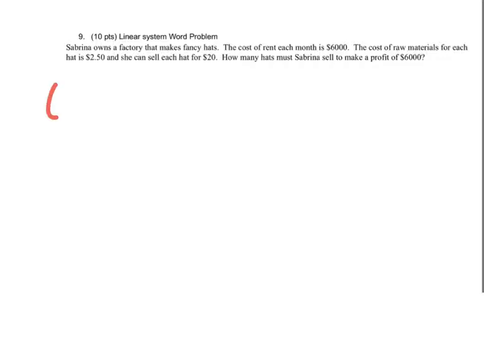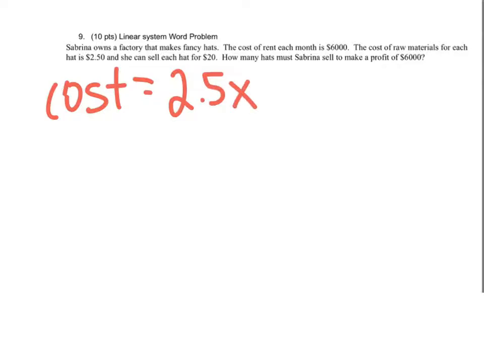We know that the cost is the money required to start and operate a business. And in this case, cost is what? The cost of raw materials for each hat is $2.50. If we let each hat be, what variable could we use? We could use H, but I'll just use x. So let's say each hat is x. She spends $2.50 per hat.